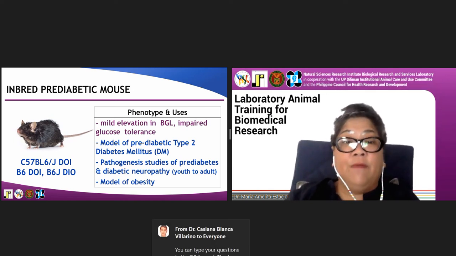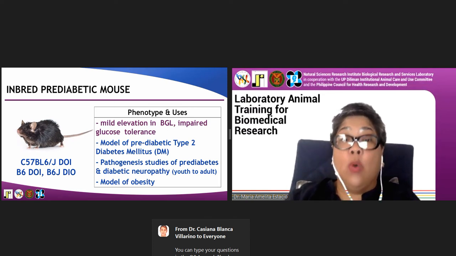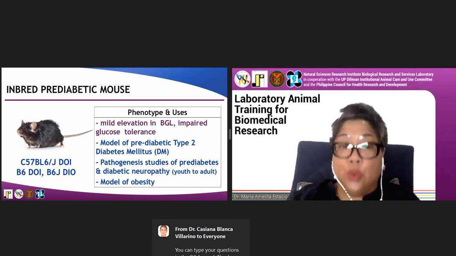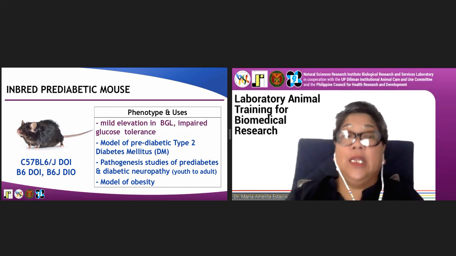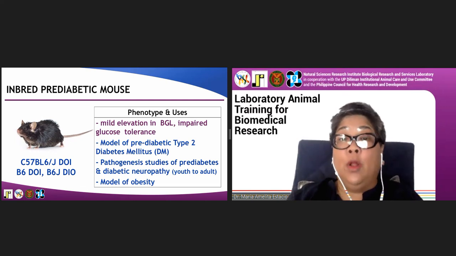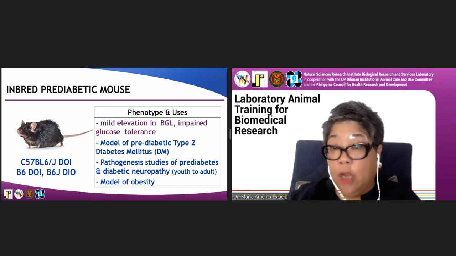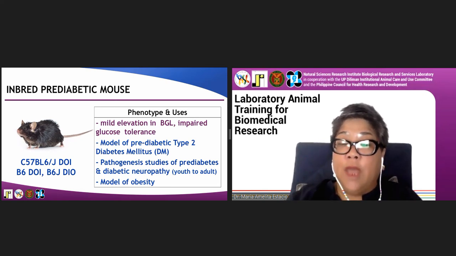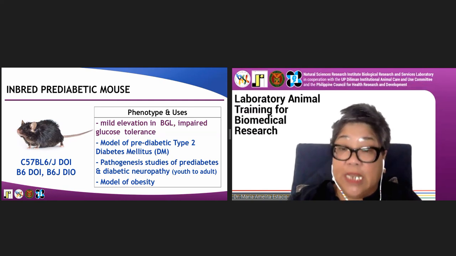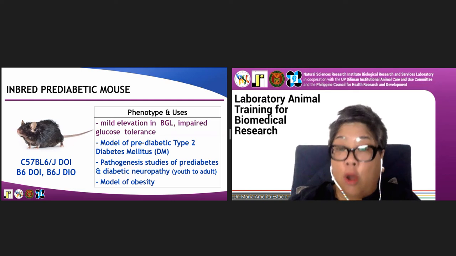So you give a high-fat diet. That's why it's called DIO, diet-induced obesity. There's a special diet that you can use for these B6 mice, and you would be able to develop this pre-diabetic model. And this is popularly used to study the pathogenesis of pre-diabetes and also diabetic neuropathy.